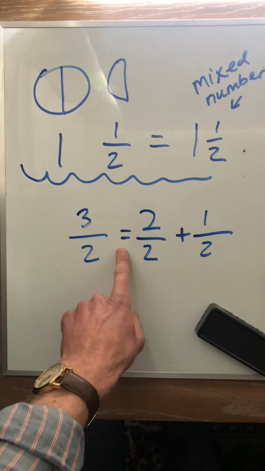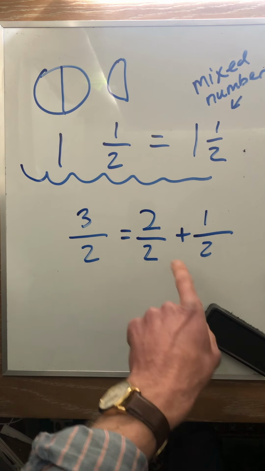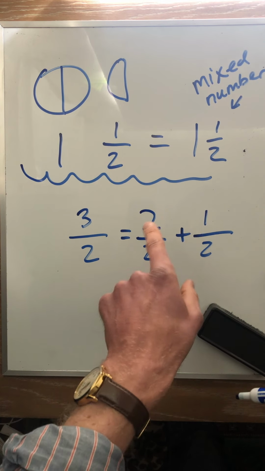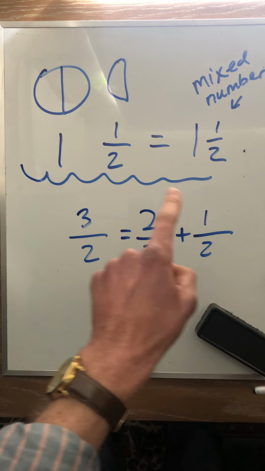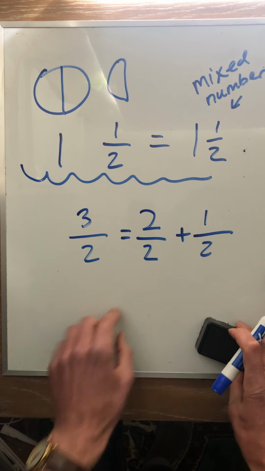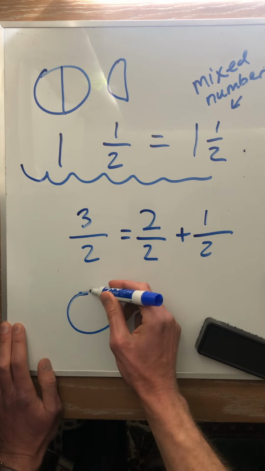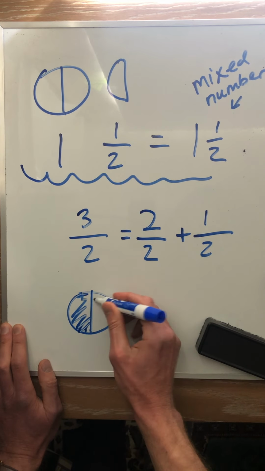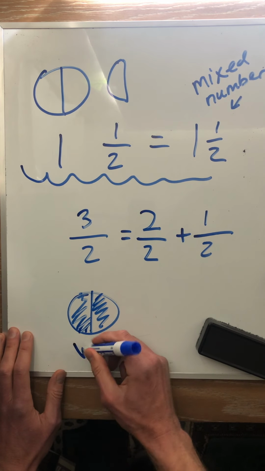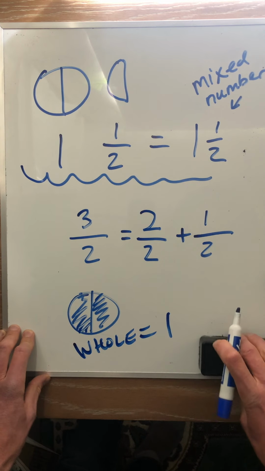So now on this side of the equal sign, we have 3/2. And on this side of the equal sign, we have 2/2 plus 1/2, which is 3/2. Same. 2 plus 1 is 3/2. 3/2 over here, 3/2 over here. And now, because we know that 2/2 is the whole, remember we just talked about it? You have 2/2, but you have the whole thing. It's 1. A whole really just means you have 1. You have all of it.